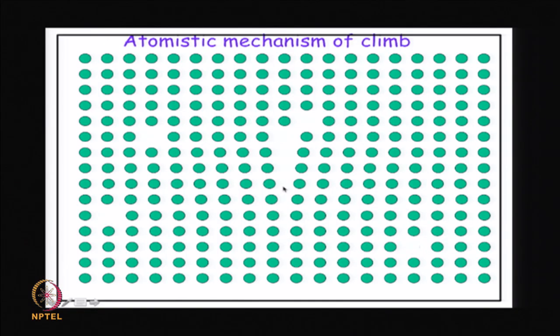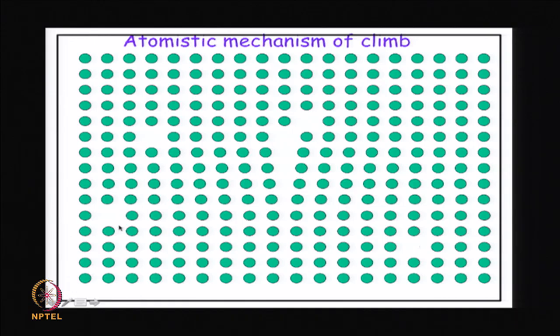This we can explain here with the help of this picture, which is trying to show the atomistic mechanism of the climb. Notice this is a large crystal face which you are seeing. There is an extra half plane here. So, there is a dislocation line there. Deliberately I have also left certain sites vacant, which are vacancies.